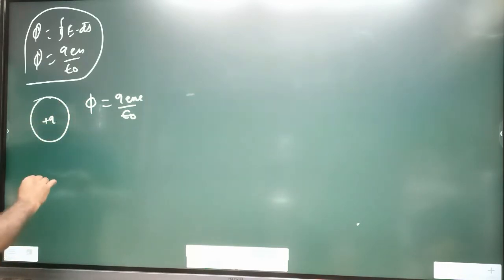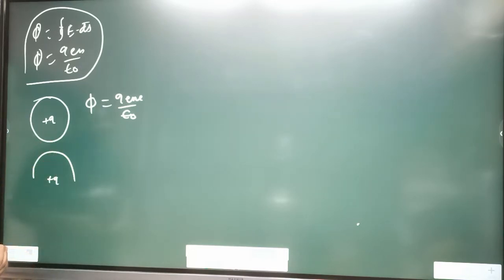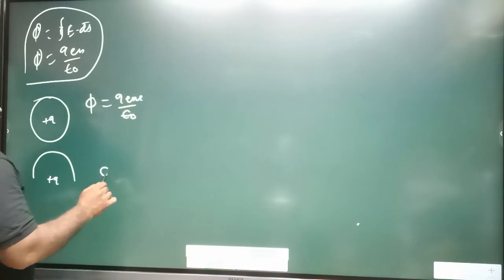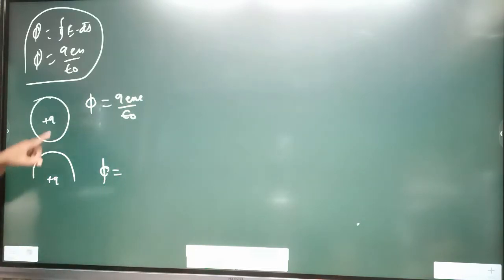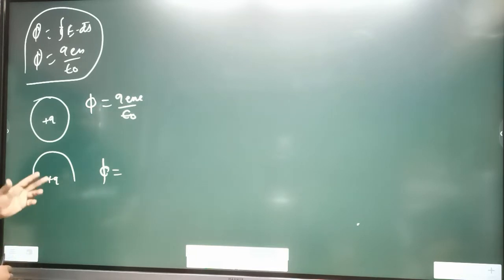Okay, suppose you take only half the area of this one. Here, the q charge is placed. How much flux is passing through this area? Phi is equal to, yes, for the complete circle the flux is q by epsilon naught. Now this one is a half circle. How much flux is passing through this region? How much flux is passing through this area? Complete, q by epsilon naught.